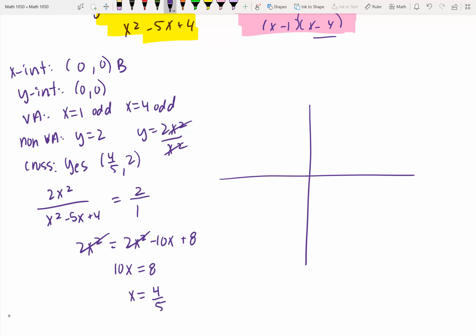Okay, let's go ahead and graph it. X equals 1 and x equals 4. So there's 1, dash it and it's odd. There's 4, dash it and it's odd. Y equals 2. Looks like this, and it is going to cross it over on the positive side, so I'm going to leave it open about like that. Intercepts are 0, 0, bouncing. And 0.8 comma 2 is where it hits it.